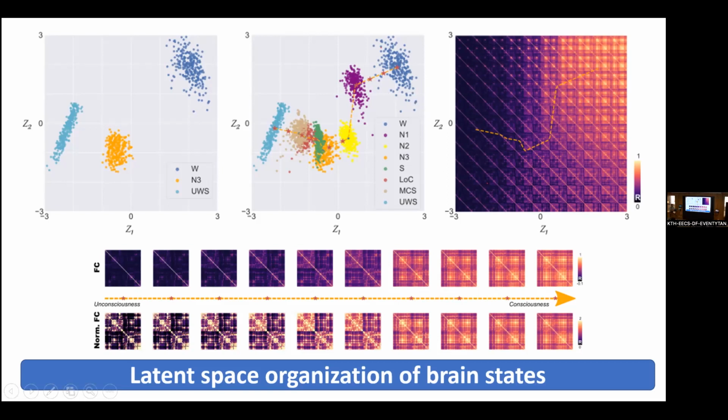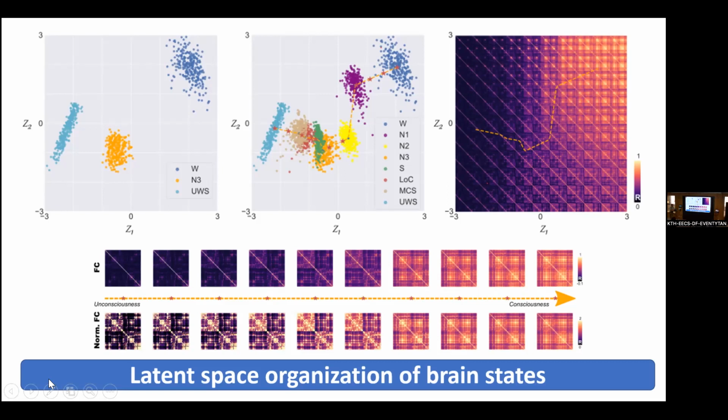And here in the upper right side, we have what we call the multiverse, which shows the kinds of matrices we get when we decode a grid in latent space. This is the whole family of functional connectivity matrices that we can generate with our autoencoder. And this is how this one-dimensional manifold is embedded in this multiverse. In the lower panel, you can see this direction that seems to go from unconsciousness to consciousness, and how the different functional connectivity matrices look.